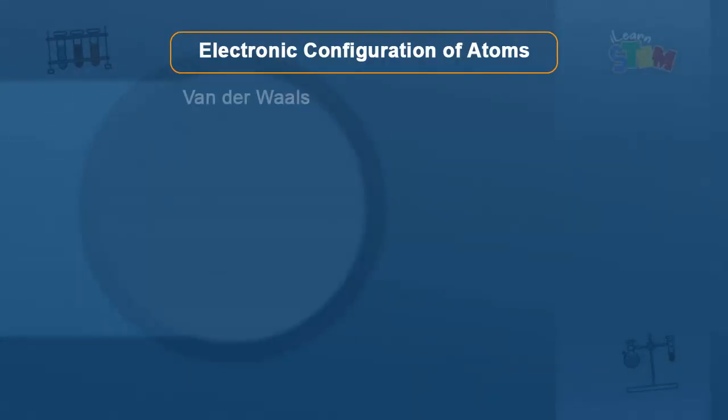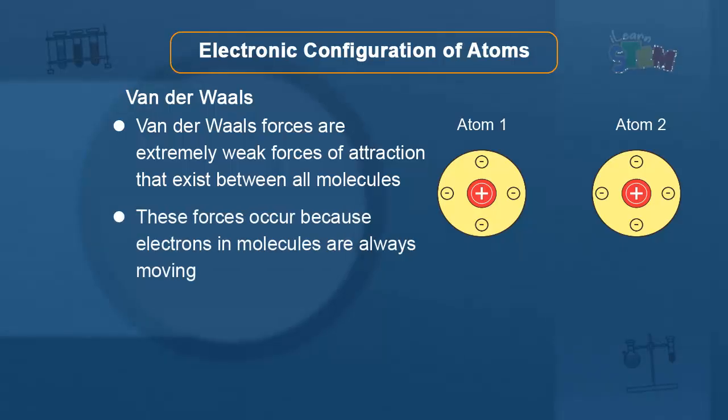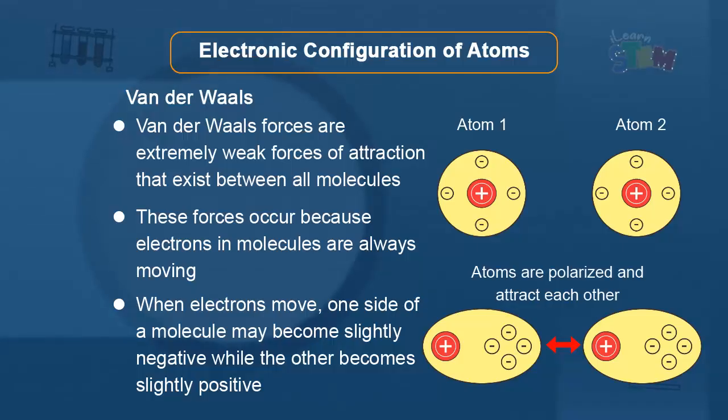Let us now talk about van der Waals forces. Van der Waals forces are extremely weak forces of attraction that exist between all molecules, especially neutral ones. These forces occur because electrons in molecules are always moving. When electrons move, one side of a molecule may become slightly negative, while the other side becomes slightly positive. This creates a weak attraction between nearby molecules.